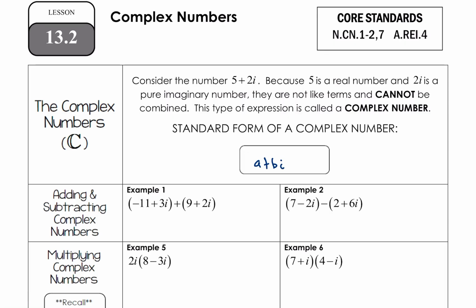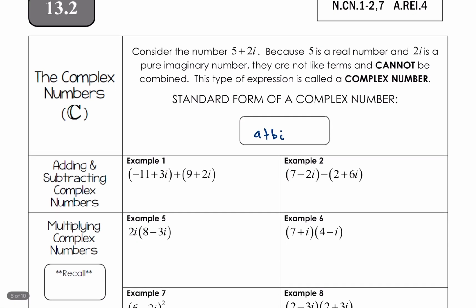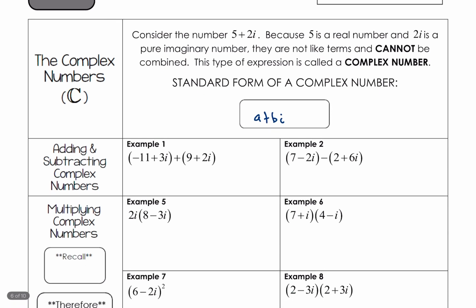Adding and subtracting is pretty easy because all we have to do is combine like terms. Looking at example 1, the real parts of both of these are -11 and 9, and the imaginary parts are 3i and 2i. So I'm just going to combine like terms. -11 plus 9 gives me -2, and 3i plus 2i gives me 5i. That'd be my final answer there. I just combine like terms.